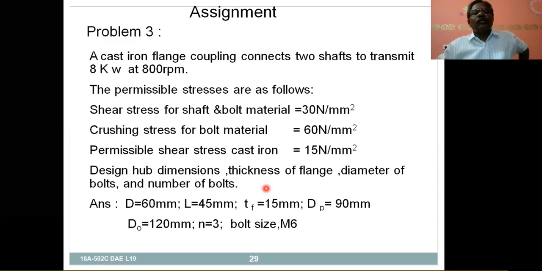So friends, let us conclude this session for today. In this lesson we have discussed one problem on unprotected flange coupling design, some related theory of marine flange coupling, a summary case with the step-by-step procedure for design of flange coupling, some quiz questions, and also some assignment questions. So let us conclude this session.